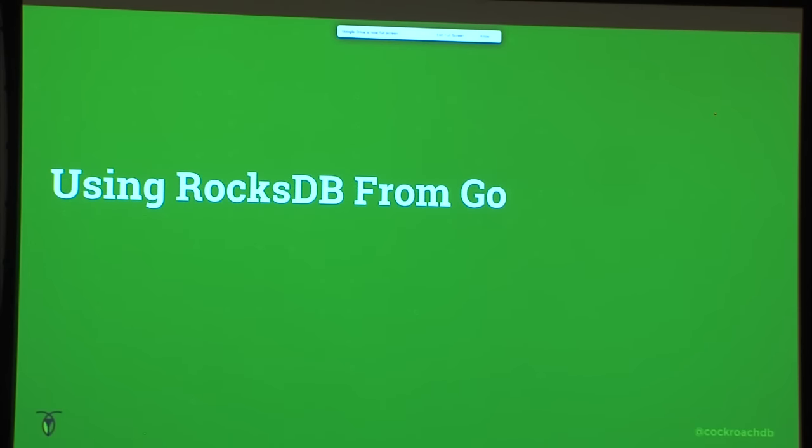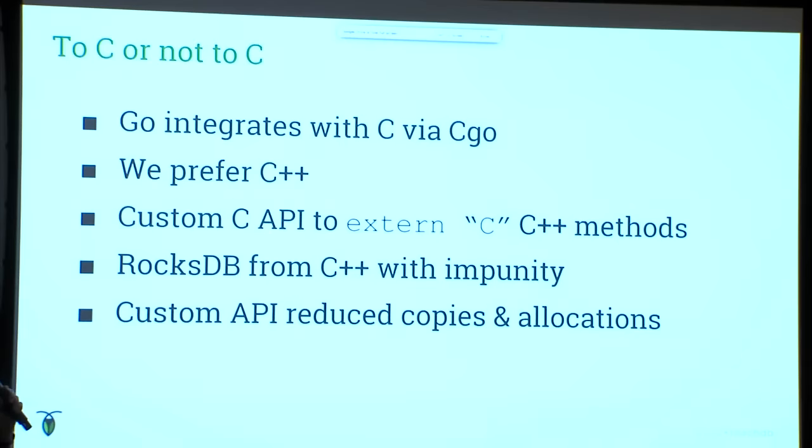I wanted to include a little bit more for anyone that's using RocksDB from Go. As you may or may not know, Go integrates with C via something called CGo, and this is kind of like JNI in Java. It's a very fast, low overhead interface, but you're using C directly. And RocksDB has a nice C API, and we originally started using that, and we were reminded of what it's like to program in C, and we decided we preferred C++.